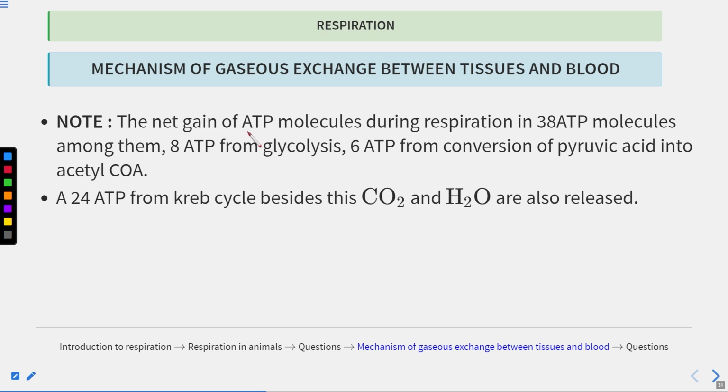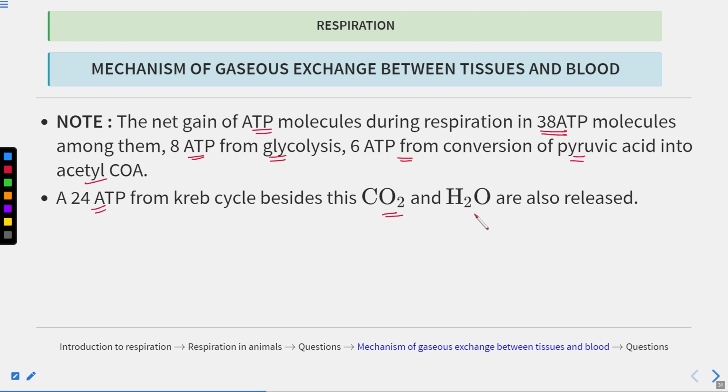Now here is a note. What is the net gain? The net gain of ATP molecules during respiration is 38 ATP. Among them, 8 ATP were produced during glycolysis, as we have already seen. Then 6 ATP were produced during oxidative decarboxylation, meaning during the conversion of pyruvic acid into acetyl coenzyme A, and 24 ATP are produced during the Krebs cycle.